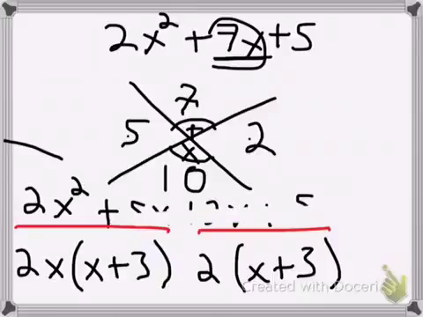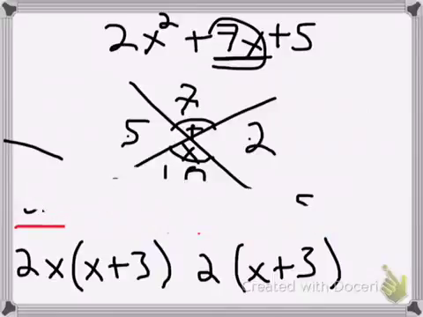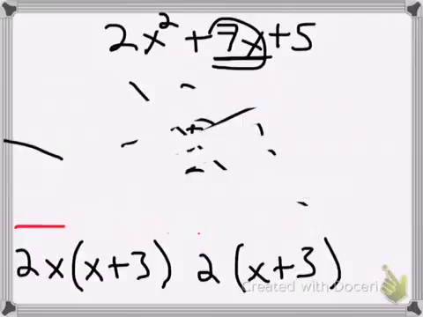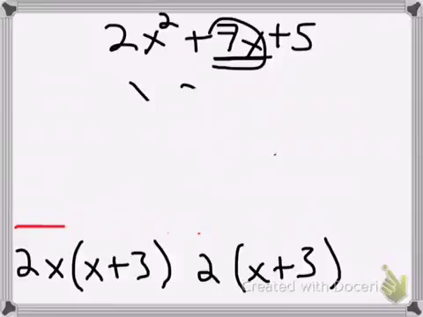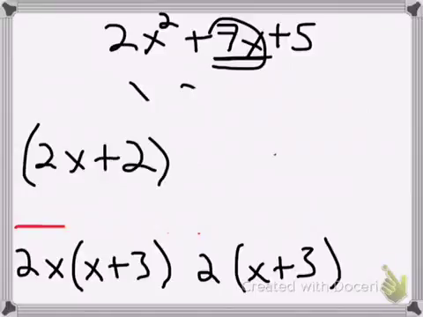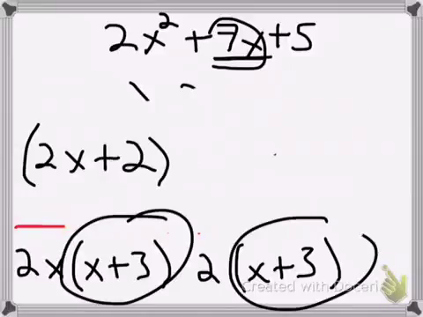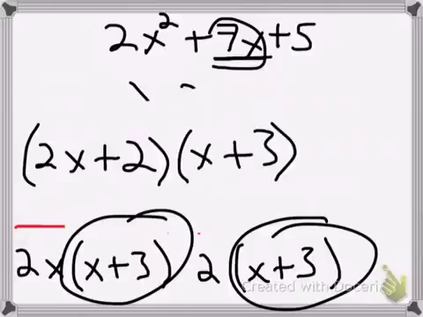What we have to do now is write the terms that are outside of the parentheses in one single parenthesis, like 2x plus 2. And we have to write this term. Notice that they are the same, so we only write it once. So we have x plus 3, and this one is our answer.